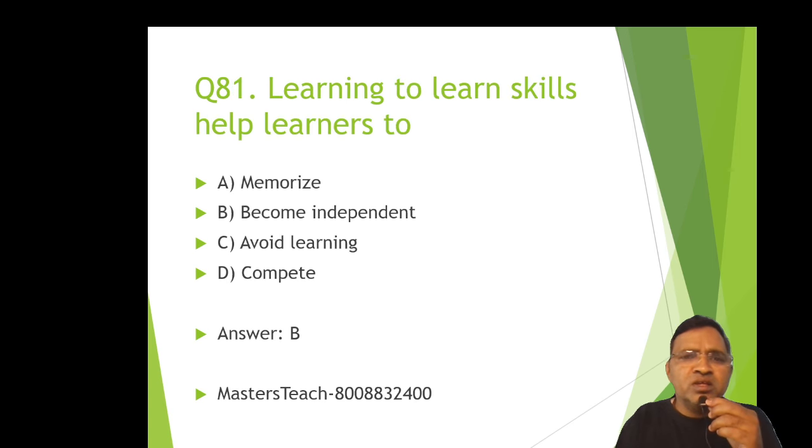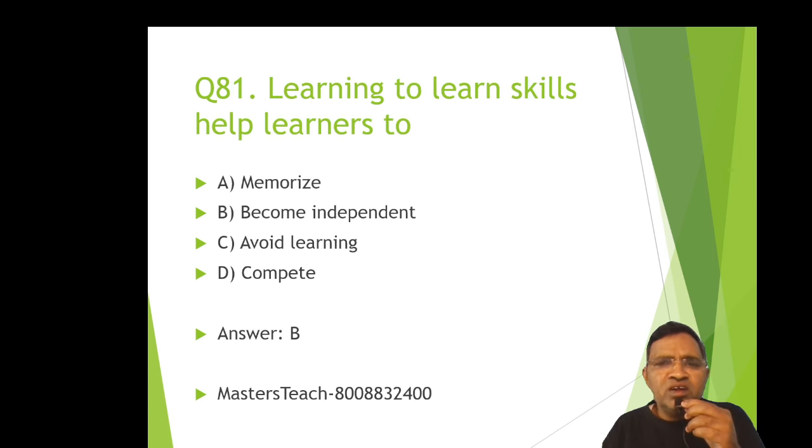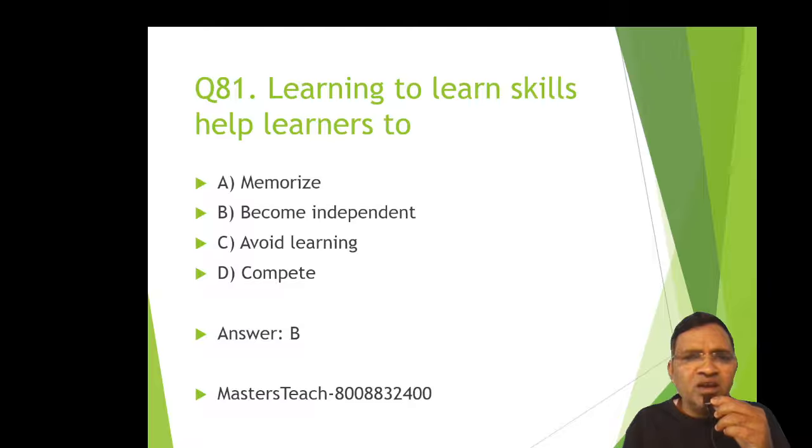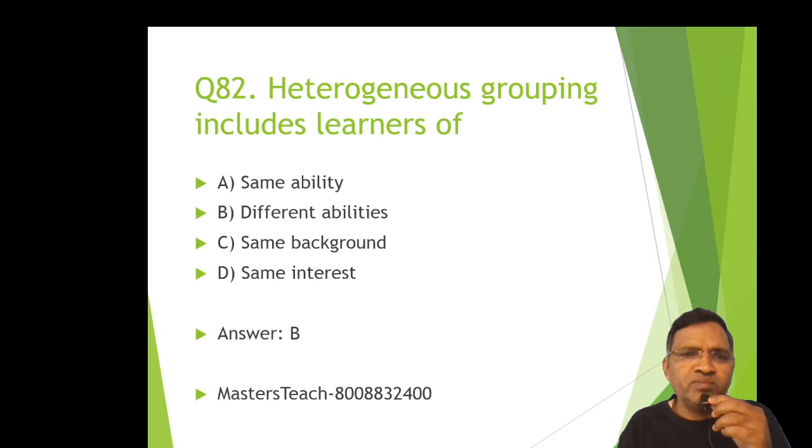Answer B. So 81. Learning to learn skills help learners to A. Memorize, B. Become independent, C. Avoid learning, D. Compete. The answer is B. Learning to learn skills help the learners to become independent.